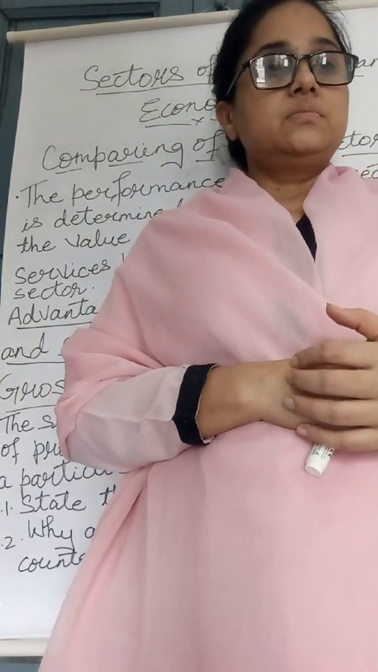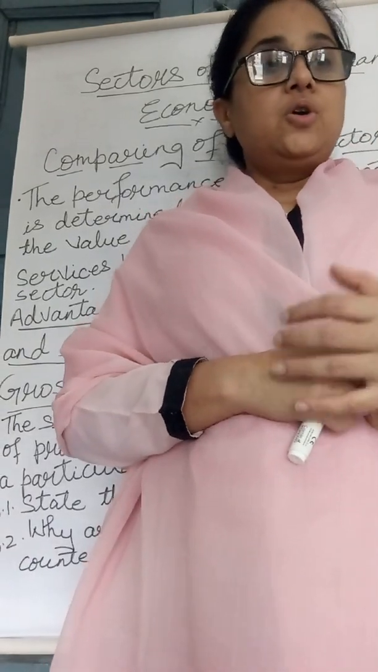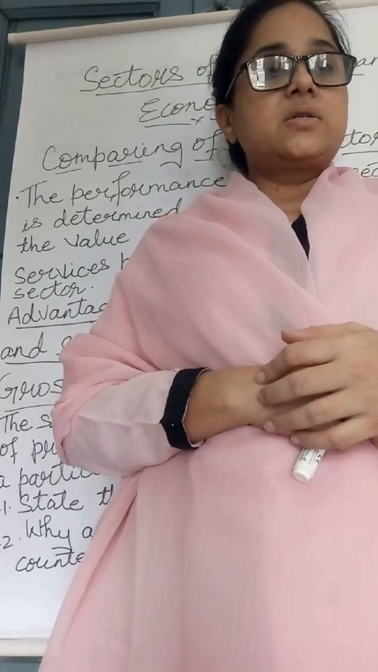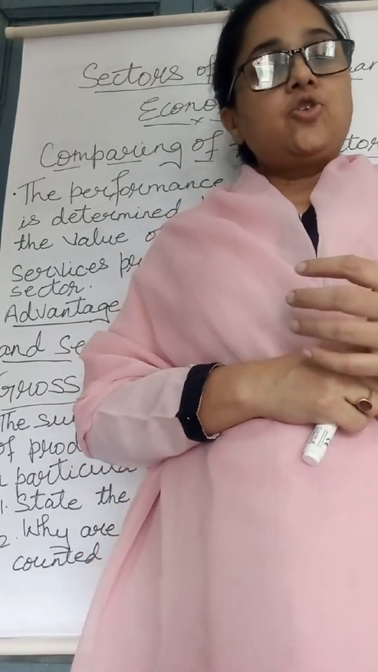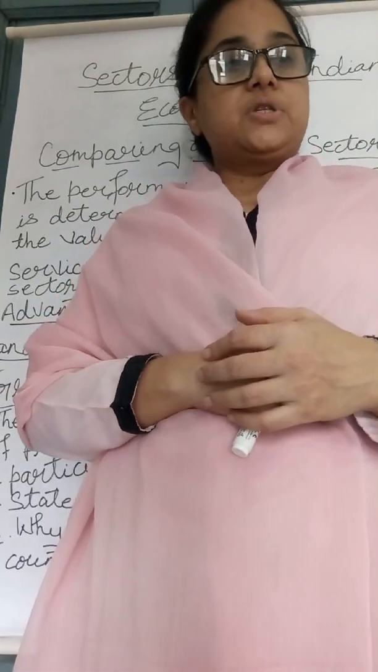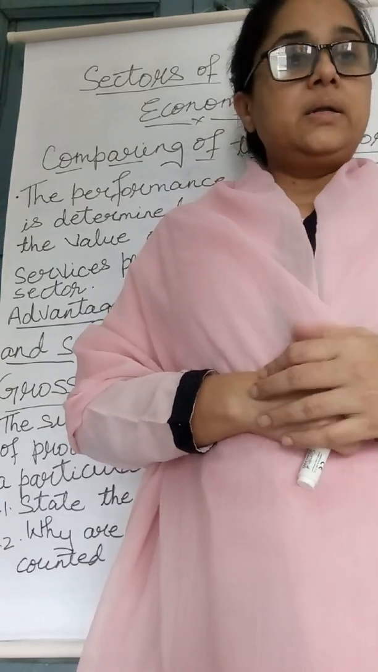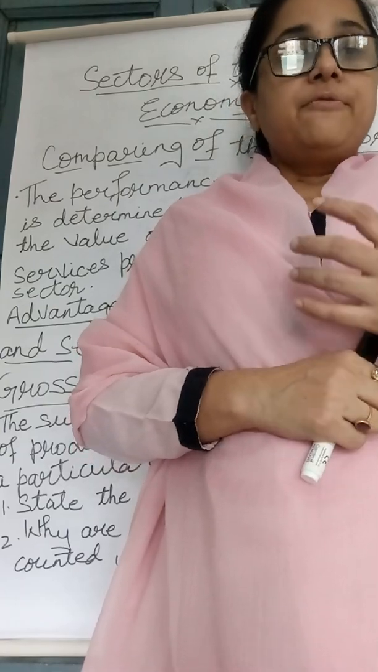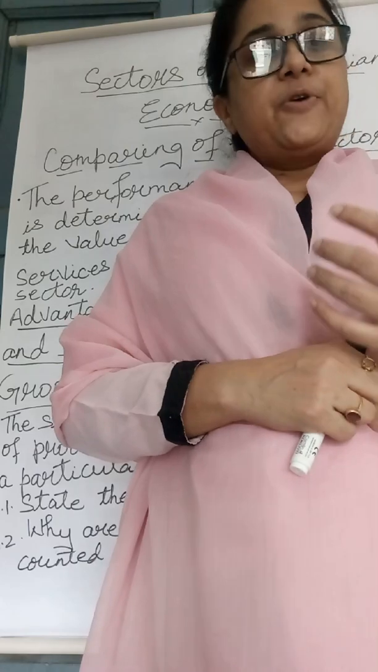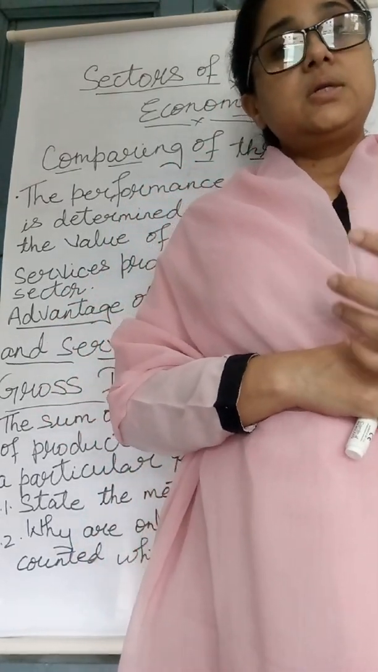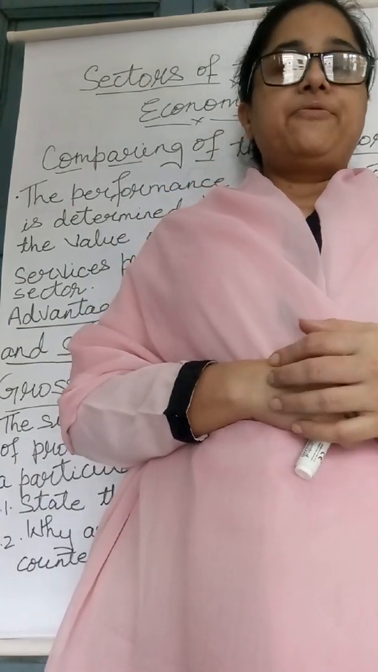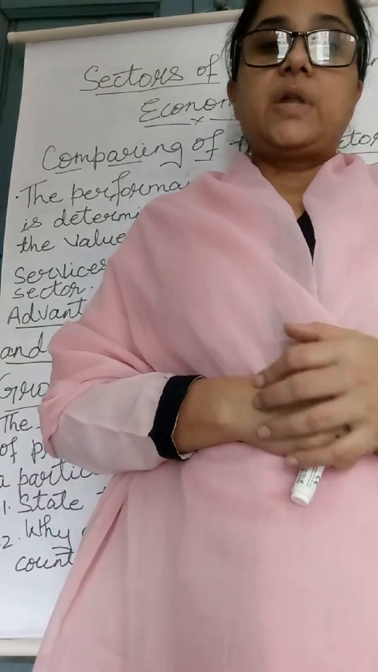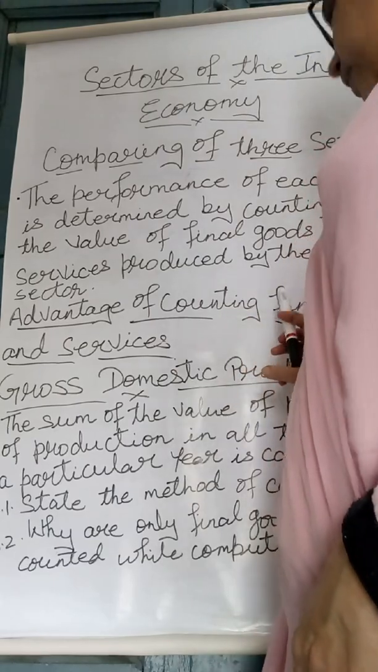It becomes confusing and complicated to count the total production as a single raw material may be used in several layers of the economy. So, economists suggest taking final goods, or the goods which are to be directly consumed by the consumer, not meant for further processing, and final services. The performance of each sector is determined by counting only the value of final goods and services produced by the respective sector. Now, what are the advantages of counting final goods and services?